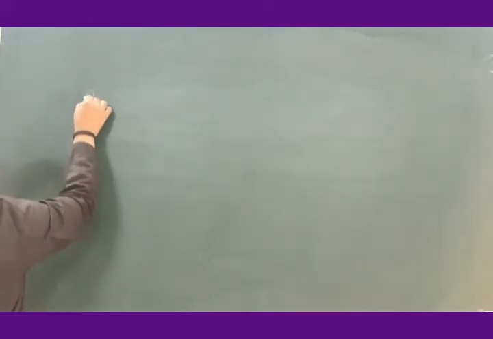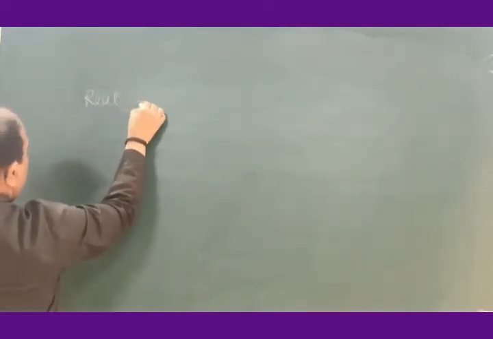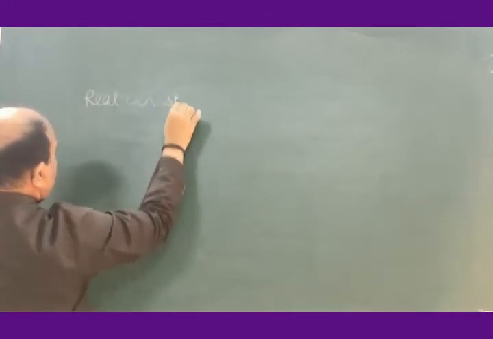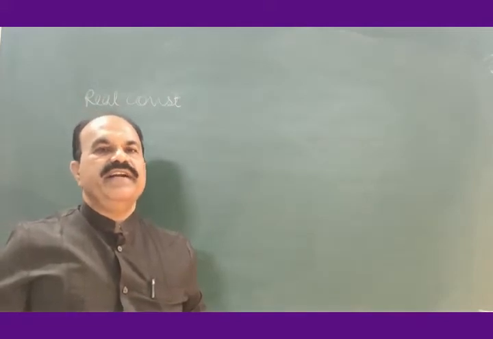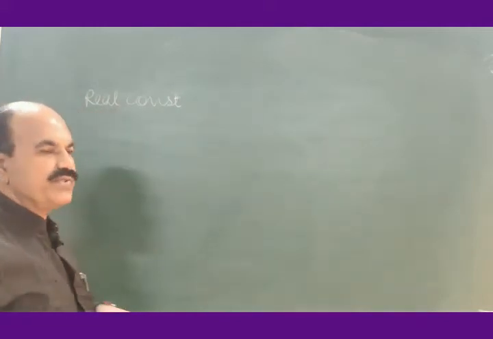Good morning. In the previous lecture, we talked about constants in Fortran, and integer constants were completed. The other category of numeric constants is real constants. Real constants are further divided into two forms.